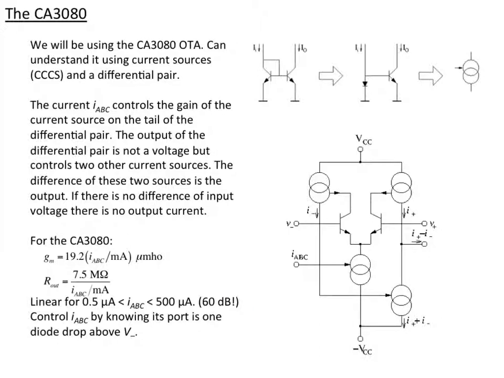And one needs to control the IABC by knowing that the voltage of its port is one diode drop above minus VCC, or the negative power of the circuit. So you can see that in the picture here. Minus VCC is here, IABC comes in. There's clearly a transistor in here, and we have a diode drop coming down. It's actually this diode. So that's all there is to say about the OTA until we start to use it.